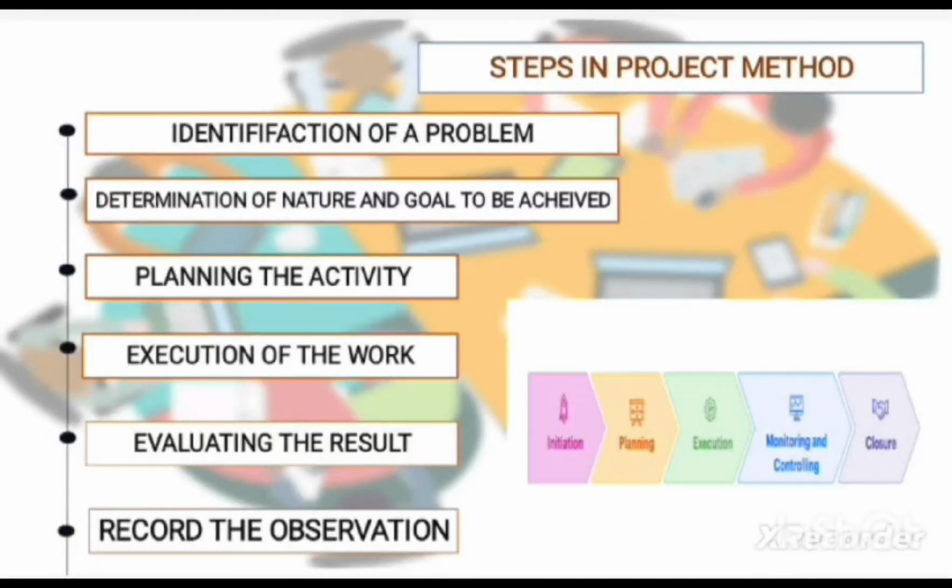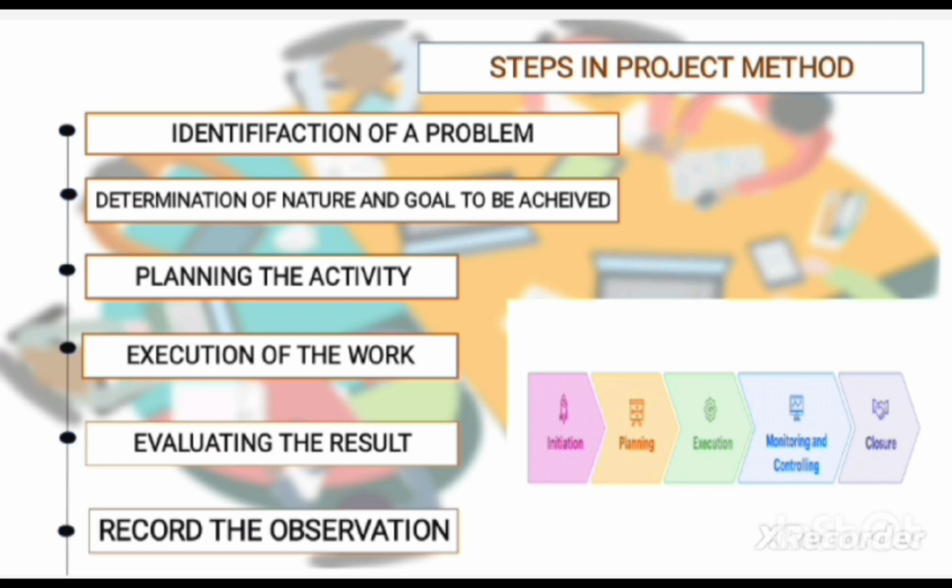Hello everyone. Now I would like to discuss the steps in project method. There are 6 steps in project method. The first one is identification of a problem. In this step, the teacher provides a situation to the students so that they can identify the problem and start working on it. The teacher may also give clues from the libraries, laboratories, journals, field trips, etc.